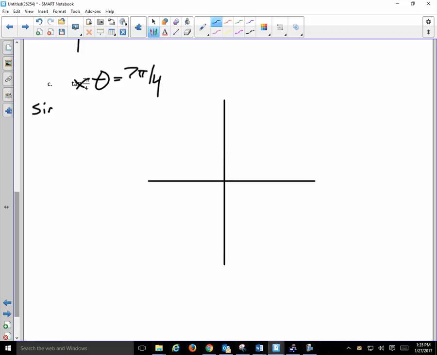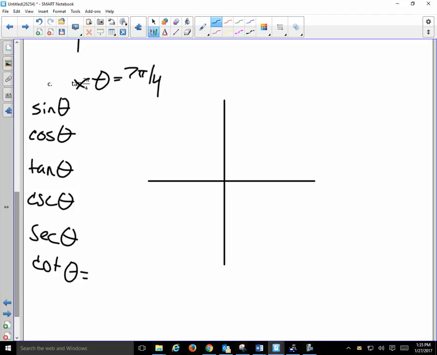We're going to do the sine of 7 pi over 4, cosine of 7 pi over 4, tangent of 7 pi over 4, cosecant of 7 pi over 4, secant of 7 pi over 4, and the cotangent of 7 pi over 4. I know that this is what you were hoping to do on your Friday, and I'm not going to let you down. I'm not going to rob you of any learning.